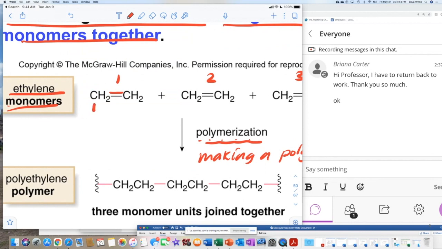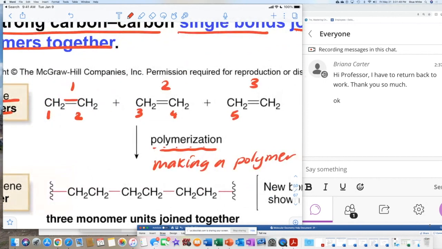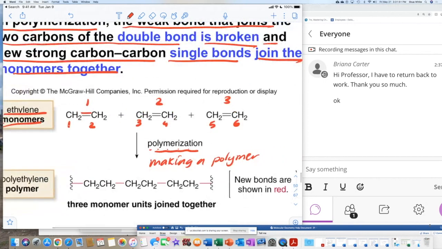Let me call this carbon 1 and 2, and then here 3 and 4, and then 5 and 6, for this to make more sense. So the second bond between carbon 1 and 2 breaks. When it breaks, the electrons used for that bond are now repurposed. The electrons are taken by carbon 2, and carbon 2 forms a bond with carbon 3.